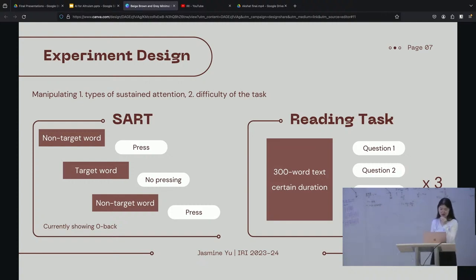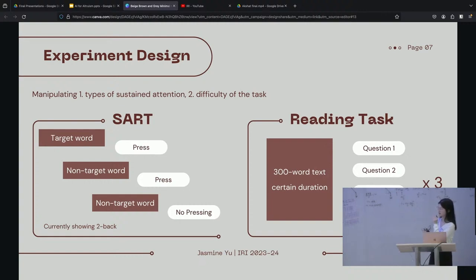The SART task is also manipulated with 3 different levels of difficulty. Here I'm showing the most difficult one, called the zero back. It's a go, no-go task. If you see the target word, then you don't press, and if you see non-target words, then you press. And this is the 1 back for the SART. If you see a target word, you press, but for the next word, you don't press. That's called 1 back. And for the 2 back, you're not pressing when it's the second word after the target word.